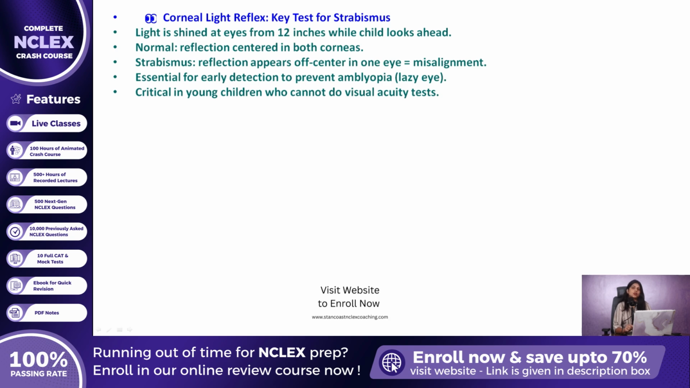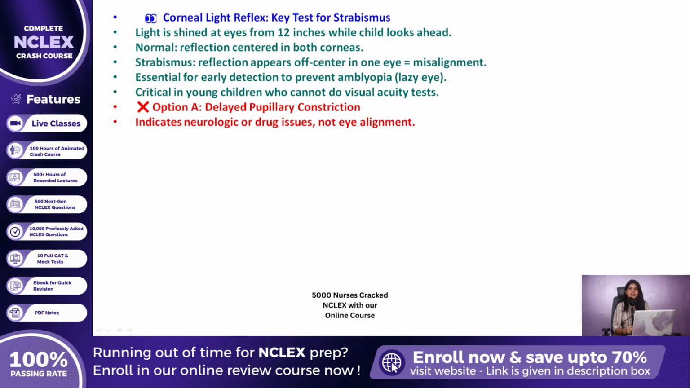Now, let us break down the incorrect choices. Starting with option A, delayed pupillary constriction to light may point to neurological concerns or possible drug exposure, but it is not an assessment tool for detecting eye misalignment. It assesses the pupil's reactivity, not alignment, and would not help confirm strabismus.